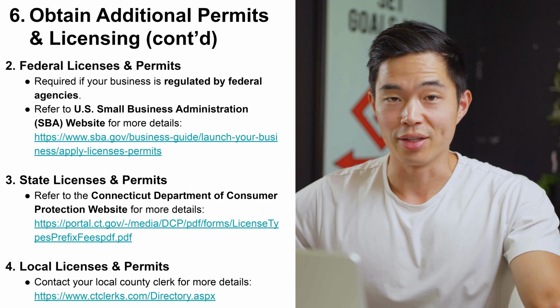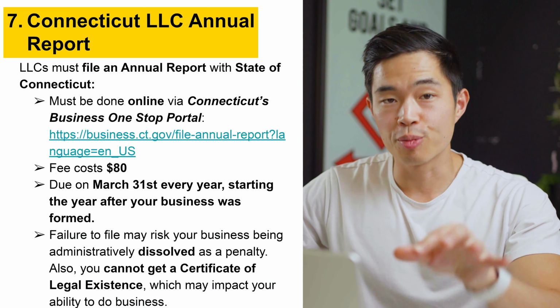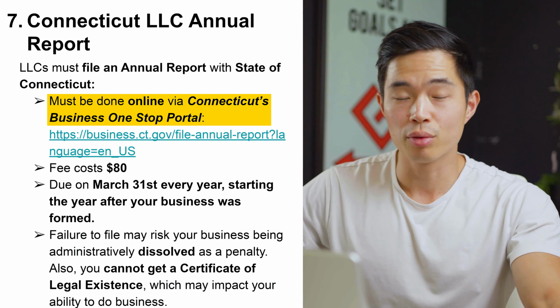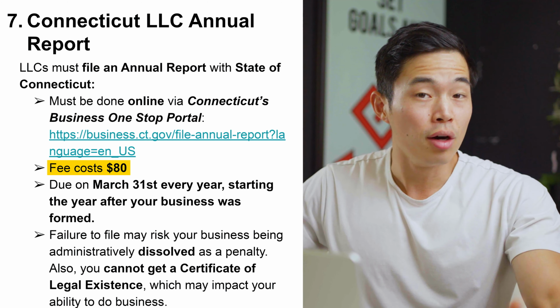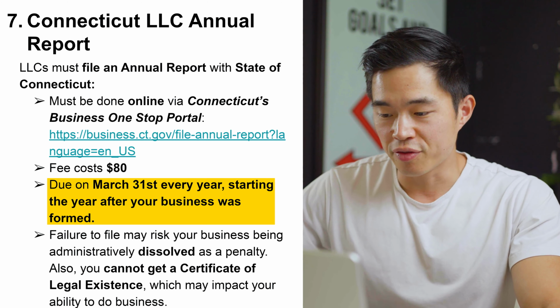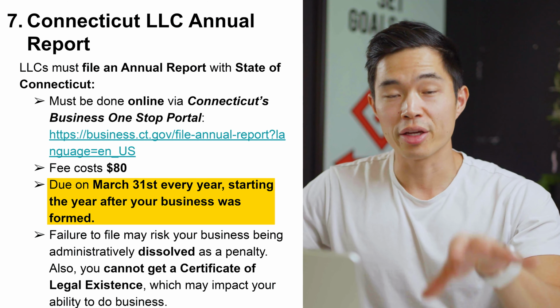And yeah, it's going to make your life a lot easier. Step 7 is you need to file your annual report. This must be done online via the Connecticut Business One-Stop Portal. We'll have a link down below as well. The fee is $80 per year, so it is a little bit expensive, and it is due on March 31st of every single year. This starts the year that your business was formed.